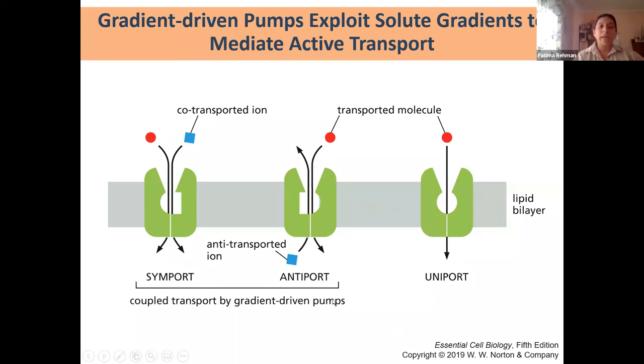In an antiport transport, one of the molecules is going to come in with the concentration gradient, while the anti-transported ion is going to be taken out against the concentration gradient. And this would be an antiport. So these are two different ways that coupled transport can happen in gradient-driven pumps. In both cases, the main thing to remember is that one of the ions has to be with the concentration gradient while the other one is going to be against the concentration gradient. They can be co-transported in a symport, or one is transported out and the other is transported in, in the antiport condition.